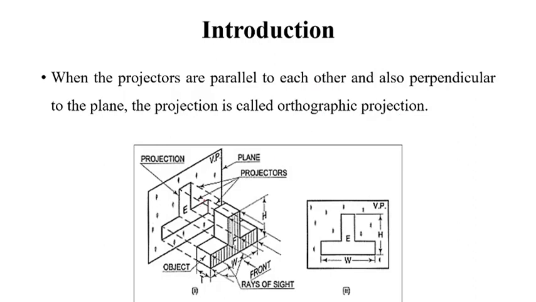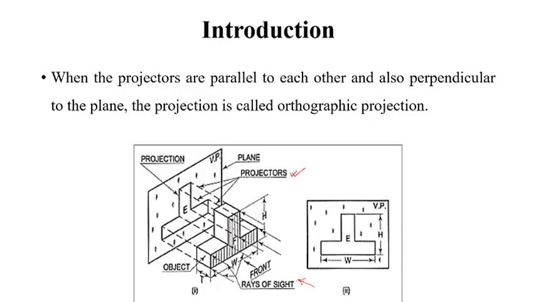This is one projector, this is another projector, and this is our object. Now, when we see the object from this side, then all the rays of sight will be intersecting with this object, and then if we extrapolate these rays, then these rays are mainly known as the projectors.